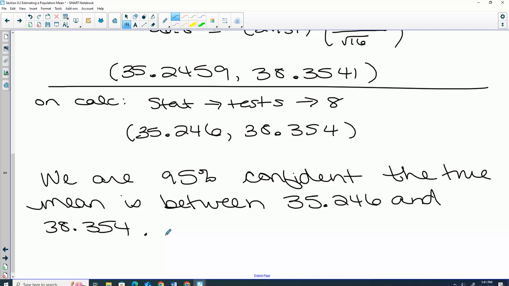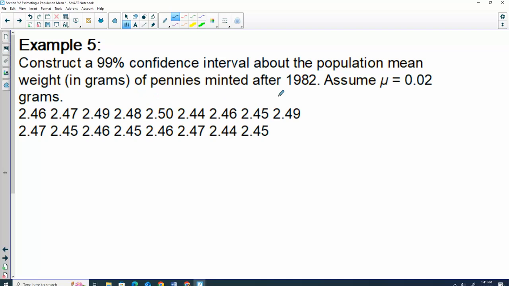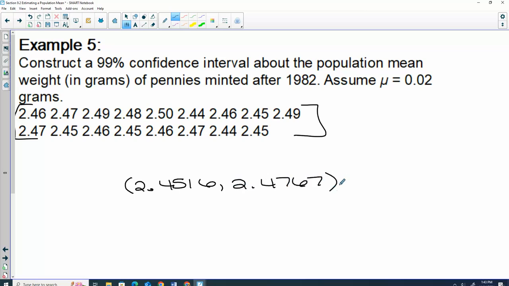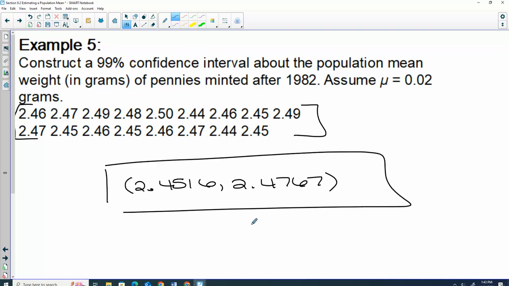Let's try another one, just solely on our calculator, make sure we can. So I want the 99% confidence interval about the population mean for pennies minted after 1982. So first, I gave you the data again, we have to put it in. So I get 2.4516 and 2.4767. So what did you guys get? And I didn't even ask you to interpret it, so that's it. I'm 99% confident the true mean is between these values.